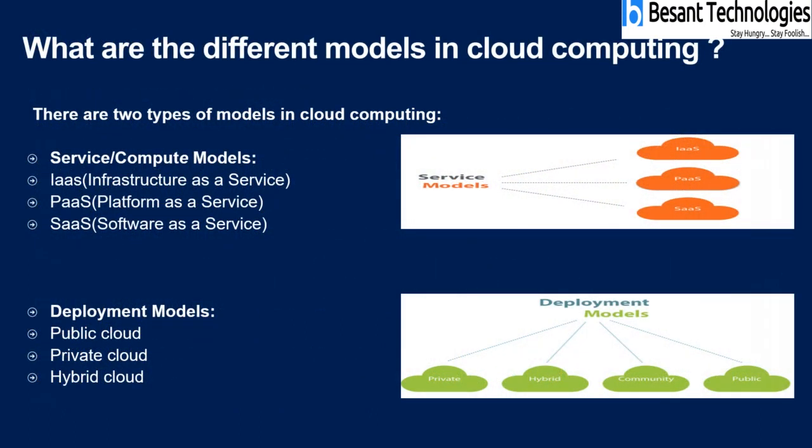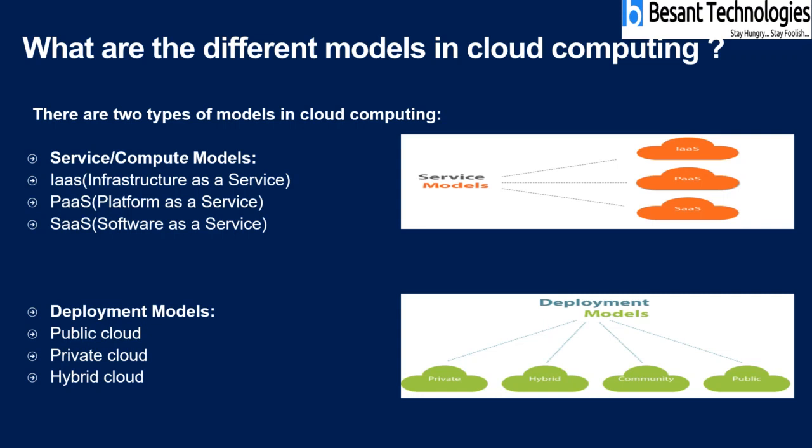What are the different modules in cloud computing? That is a very important aspect if you are going to differentiate cloud computing modules. There are mainly two types of modules. One is the services or compute module, another one is the deployment module. If we go for the services or compute module, it is further divided into three parts: IaaS, infrastructure as a service; PaaS, platform as a service; and SaaS, software as a service. What is platform as a service, infrastructure as a service, software as a service?